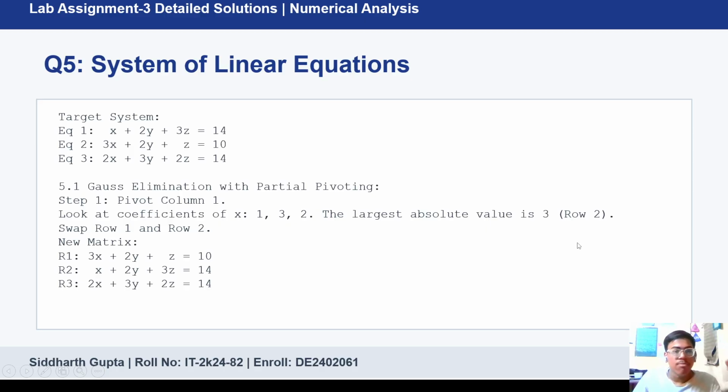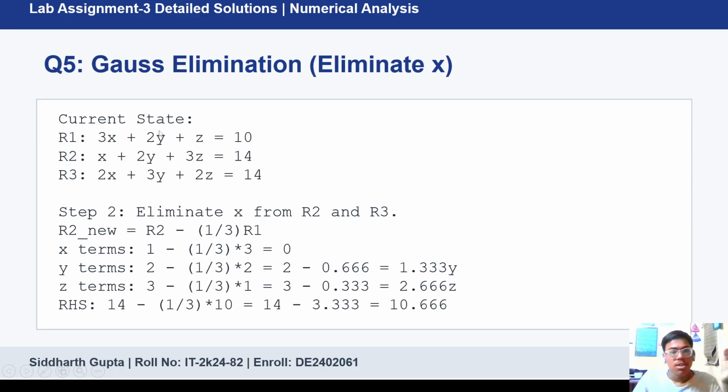Now we will simply apply Gauss elimination. This is the current state of our equation. We need to eliminate these two and make them 0, because as you know, for Gauss elimination we need to convert the matrix into an upper triangular matrix. So for converting the matrix into an upper triangular matrix, we will eliminate this x and this y. First of all, we will eliminate these two x's.